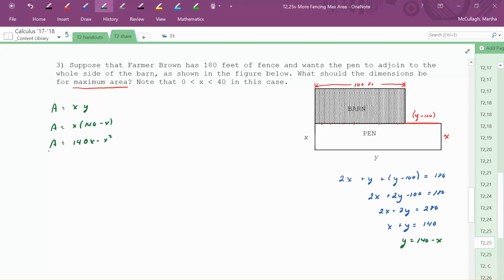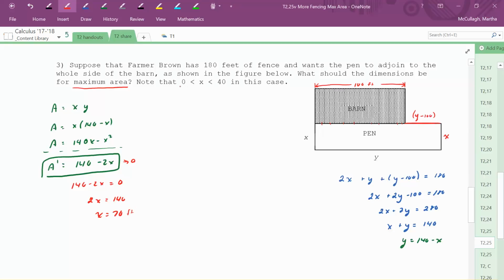140x minus x squared. Taking the derivative, a prime is equal to 140 minus 2x. We're going to set that equal to 0. So 140 minus 2x equals 0. 2x equals 140. X equals 70. Okay, we set it equal to 0 because we're looking for a maximum or a minimum, where the derivative is equal to 0. So that's equal to 70 feet.